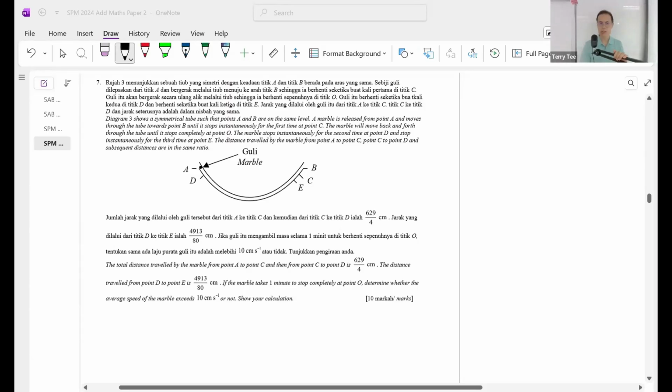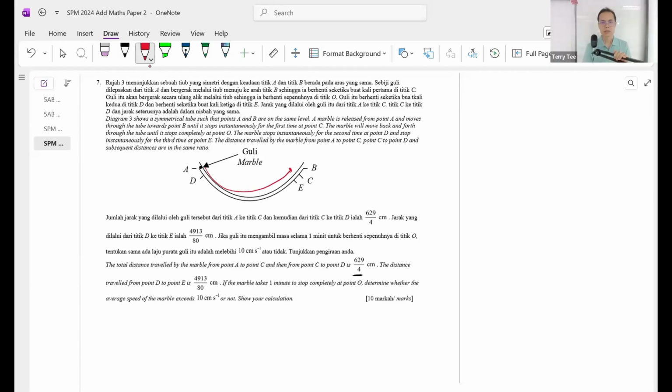So that means the geometric progression, same ratio. Okay, so the total distance traveled from A to C, then C to D is this. A to C is your T1. Correct? This is your T1. C to D is your T2. D to E is your T3. You see that? And so on.